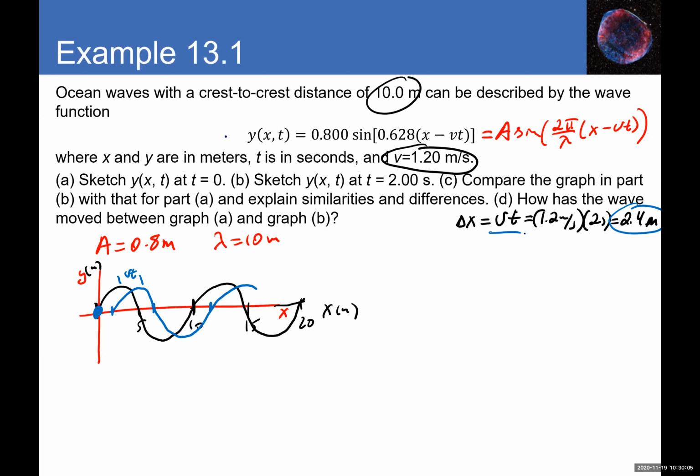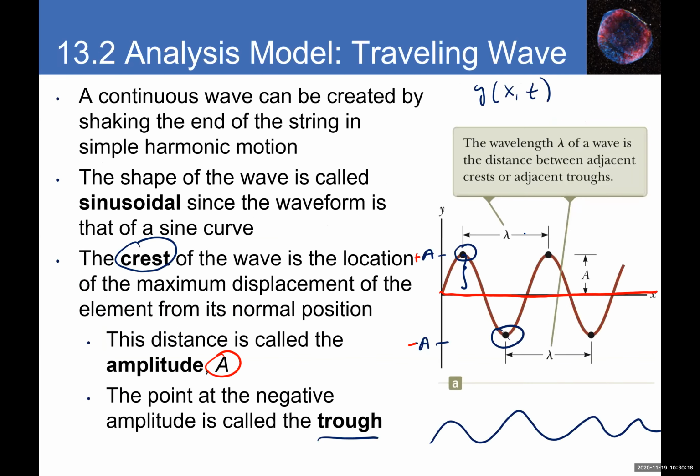And it says, then how has the wave moved between graph A and B? Again, same thing, right? It has been shifted by exactly 2.4 meters. All right, so now we can go back.